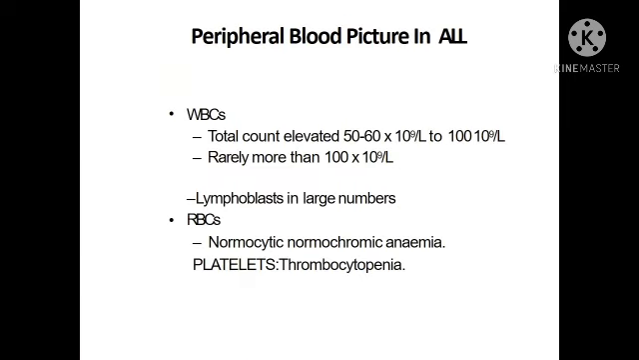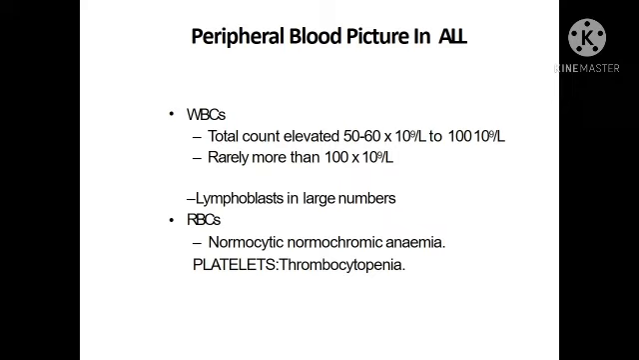This is your actual question. What is the peripheral blood picture in acute lymphoblastic leukemia? So, coming to the WBC picture, normally I said the count will be 4 to 11,000, but in leukemia the count is elevated. It ranges from 50 to 60,000 to 1 lakh. Very rarely it may go beyond 1 lakh.